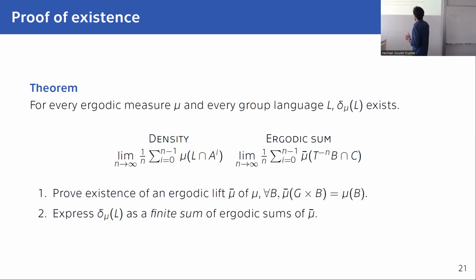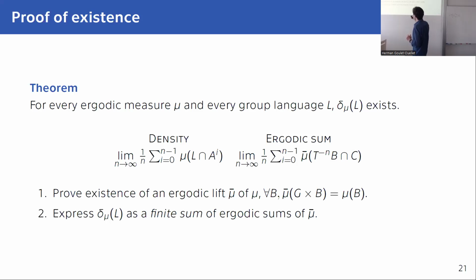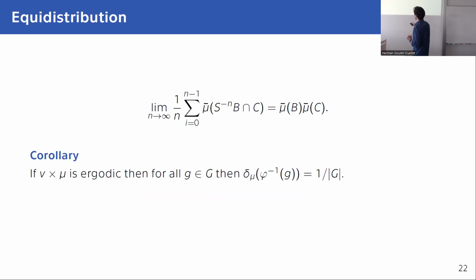And the nice part is that here we say we have at least an ergodic lift, but if it happens that this product measure mu times mu is the ergodic lift, then when you do this passage from density to ergodic sums, and you do the calculation for this specific measure, everything simplifies down to a very simple formula, which is the equidistribution formula I mentioned.